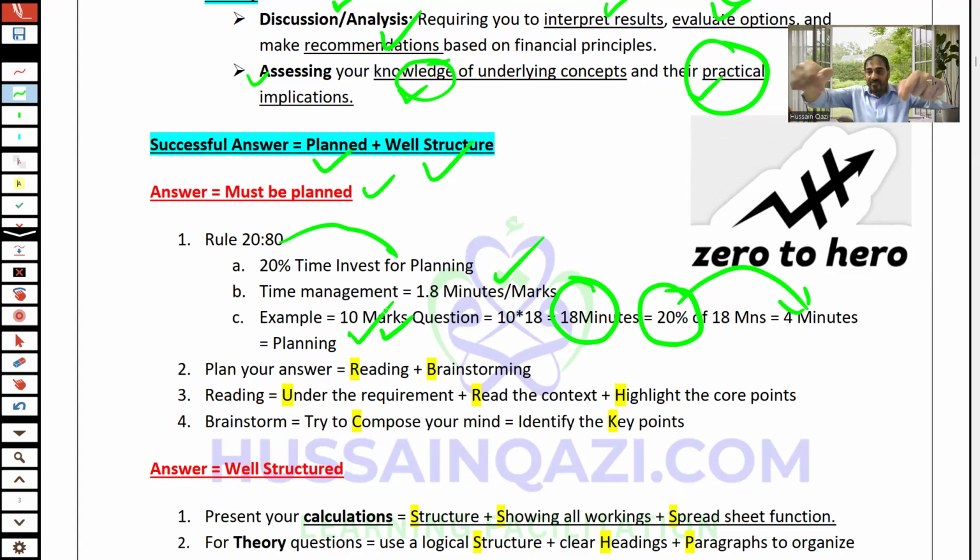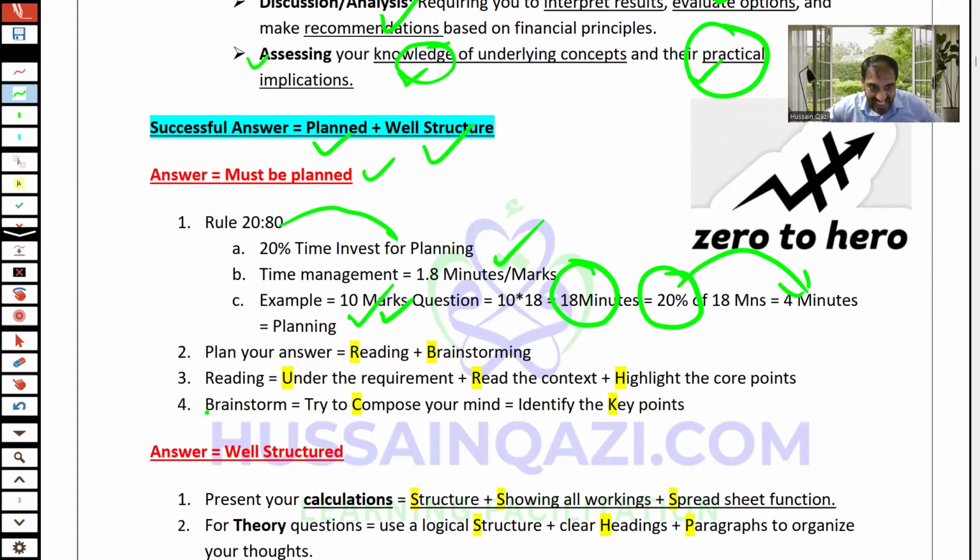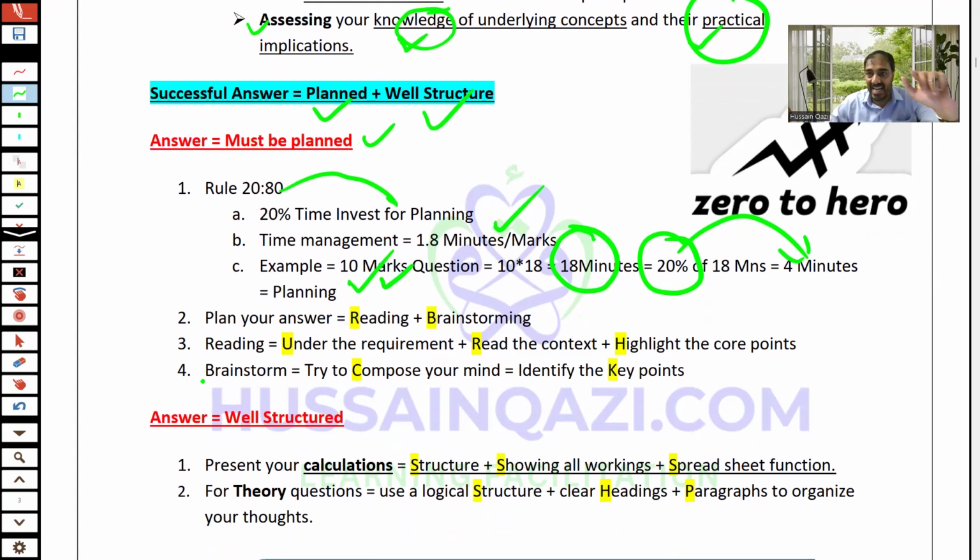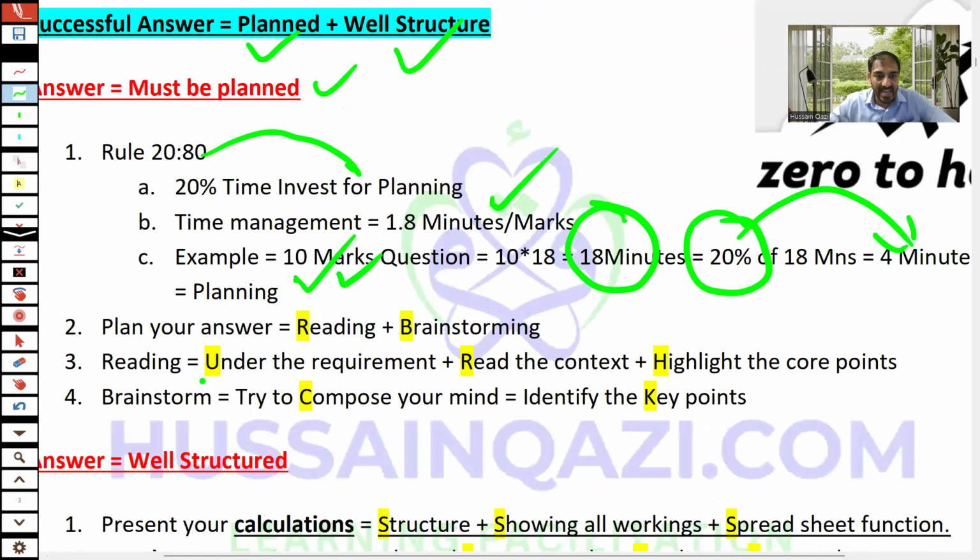But sir, if we have 4 minutes for planning, what should we do during planning? Yes, one by one. Plan your answer means two things: reading and brainstorming. RB. Plan means P is equal to RB. Plan your answer means reading and brainstorming.